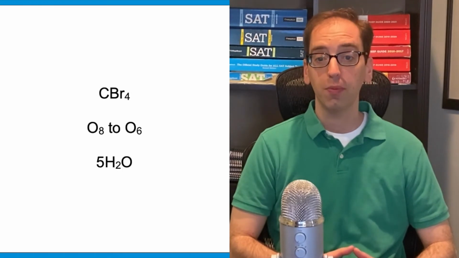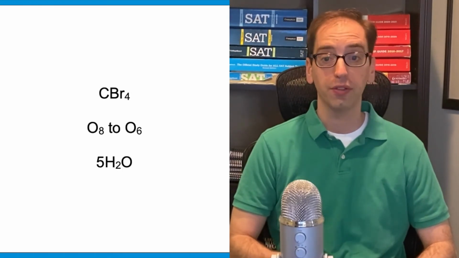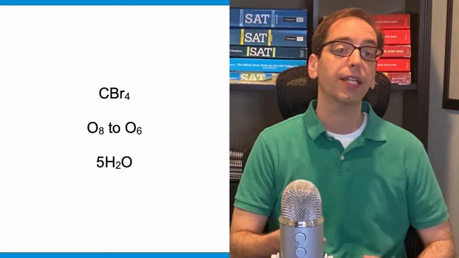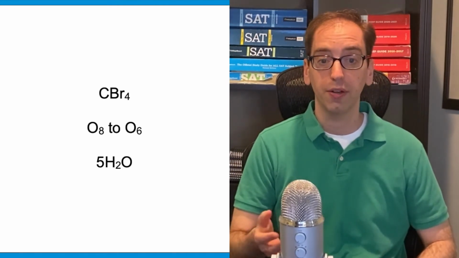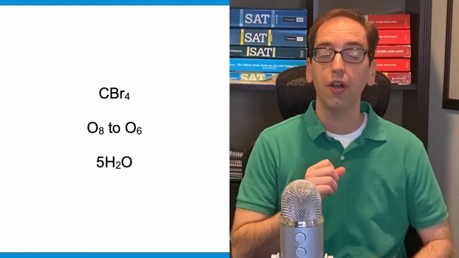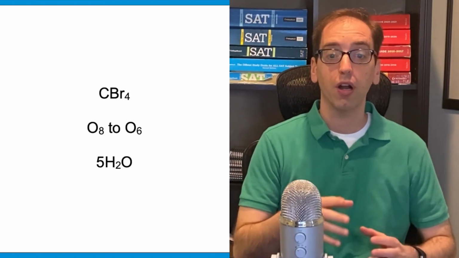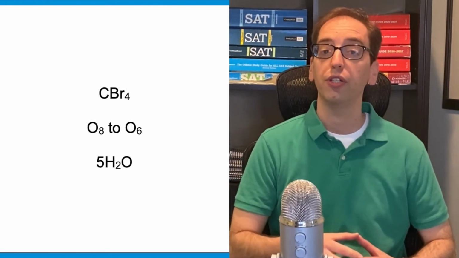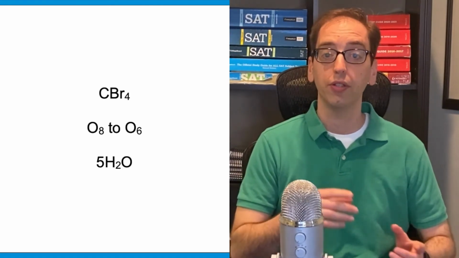Subscripts indicate the smaller letters, such as that 4 after the bromine. They only apply to the element that they follow, and they indicate how many atoms of that element there are. And if there is no subscript, it means that there's really a 1 there. So in this first example, there is 1 carbon atom and 4 bromine atoms. So in any molecule, the ratio of carbon to bromine would be 1 to 4.